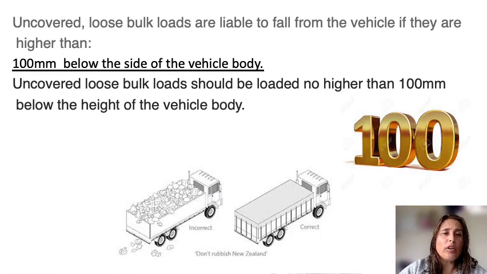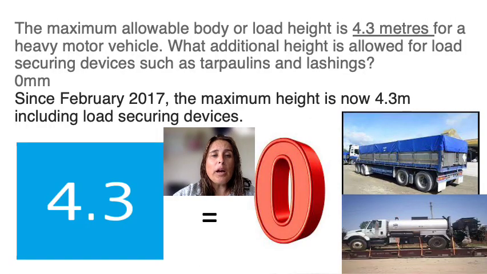Uncovered loose bulk loads are liable to fall from the vehicle if they are higher than 100 millimeters below the side of the vehicle body. Uncovered loose bulk loads should be loaded no higher than 100 millimeters below the height of the vehicle body. The maximum allowable body or load height is 4.3 meters for a heavy motor vehicle.